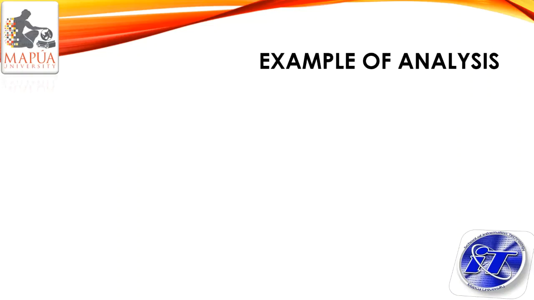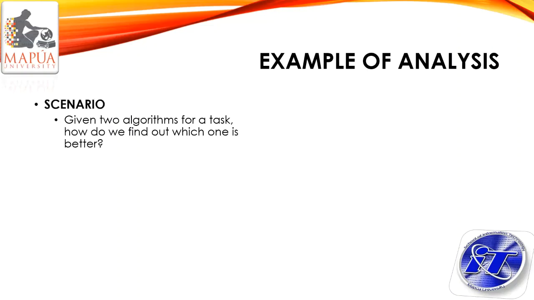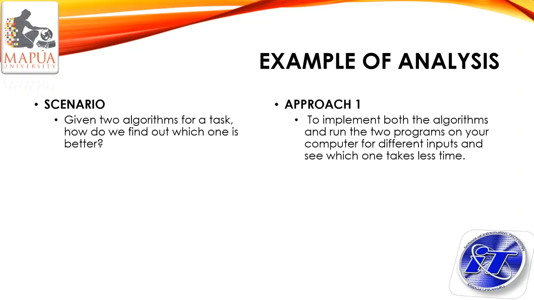Okay. So example of analysis that we're going to do with the algorithm. For example, given two algorithms for a task, how do we find out which one is better? So definitely, we're going to create a program. Am I right? That will be our first approach. Create a program that will run these two algorithms and then compare what will be the time to give us an output. And then we're going to conclude which is better based on the less time to give us an output. But what is the problem with this approach?